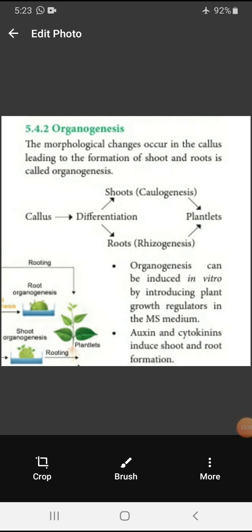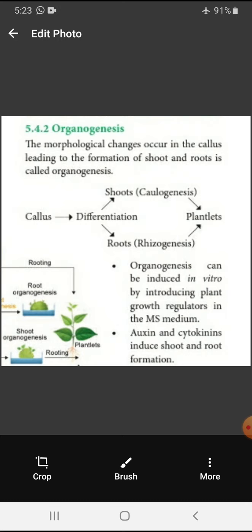Today we are going to see the next topic, organogenesis. Embryogenesis and organogenesis are basic techniques involved in plant tissue culture. Organogenesis occurs whenever callus induction occurs in the culture medium. What do we mean by callus? A mass of undifferentiated cells developed from a single cell. The callus undergoes differentiation. For example, the callus which develops into root or shoot is called organogenesis. The morphological changes occurring in the callus leading to the formation of shoot and root are known as organogenesis.